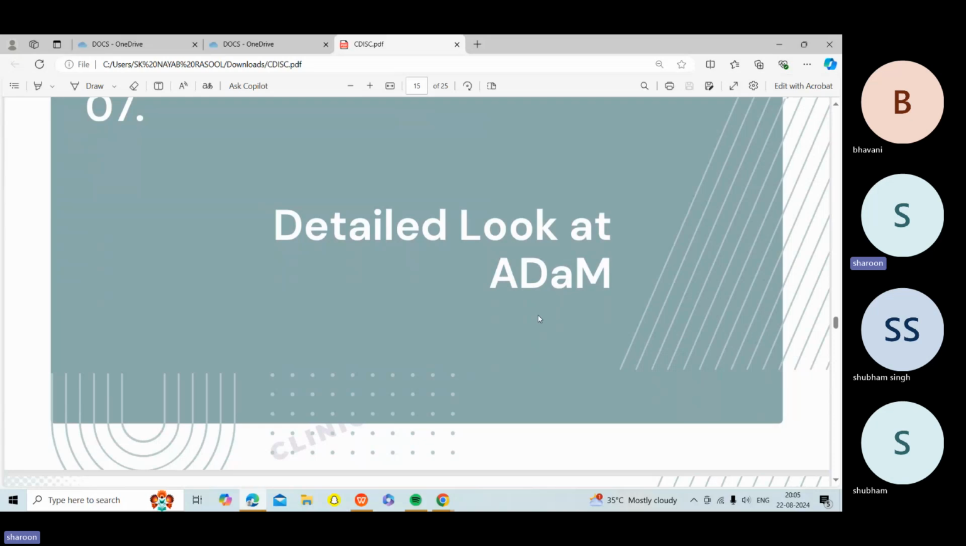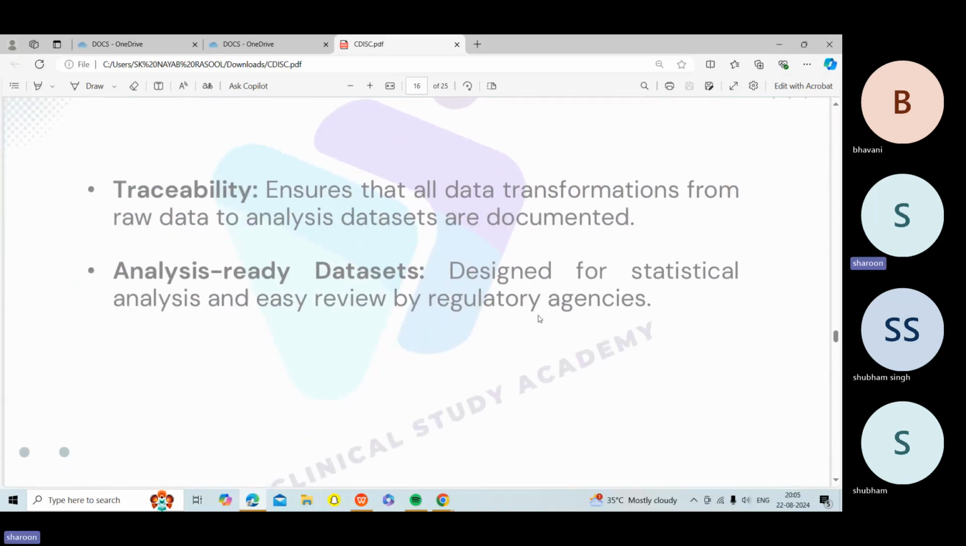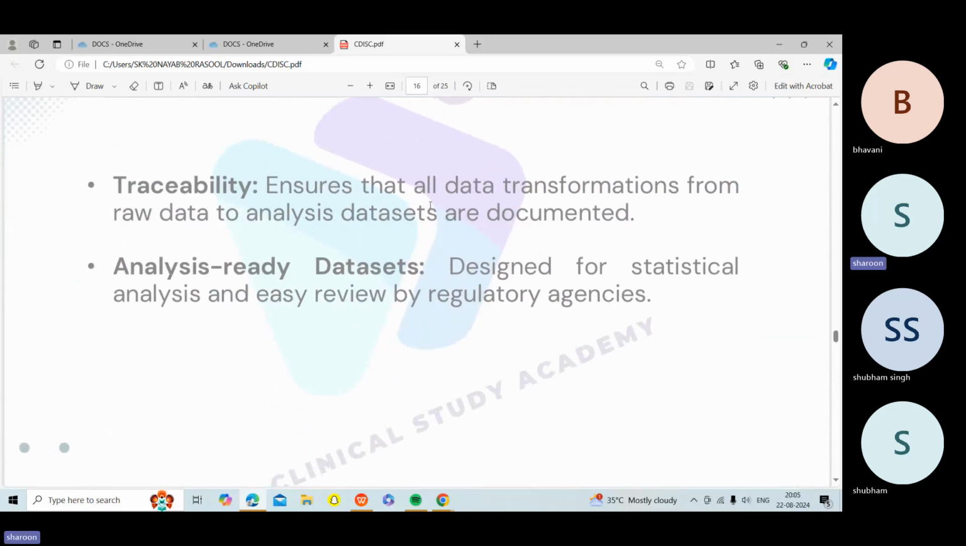Detailed look at ADaM. Traceability ensures that all data transformations from raw data to analysis datasets are documented. Analysis-ready datasets are designed for statistical analysis and easy review by regulatory agencies.